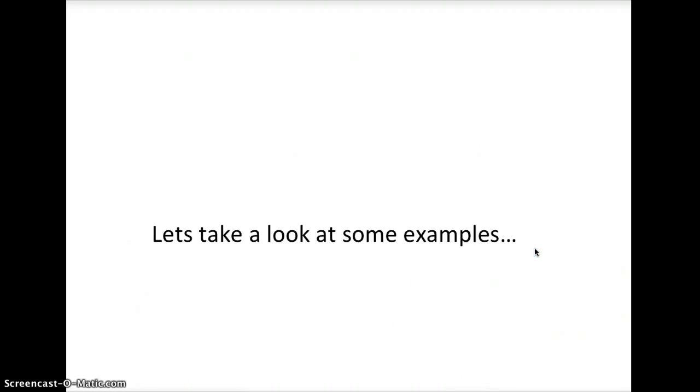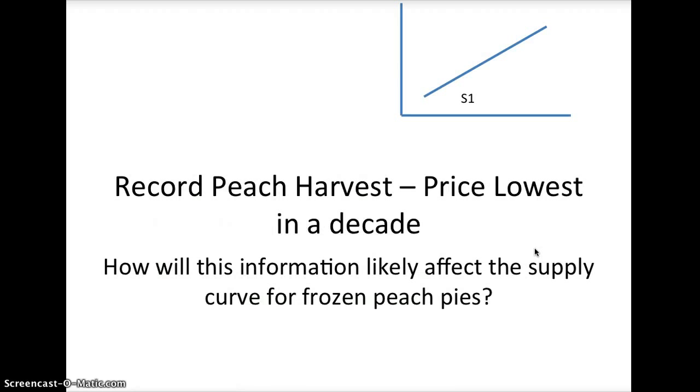So I want to go through a couple examples that we did in class. Check your work, and if you have any issues, please let me know. So, right, here's an example. Record peach harvest, price is lowest in a decade. How is this going to affect the supply curve for frozen peaches? Right, so this is being affected by what? A cost of input, right? Because the cost of the supply of peaches has gone down. So it's going to be cheaper for the companies to make their peach pies. So you're going to see a shift of the line to the right, increasing, right? Because it's cheaper to make a peach pie.